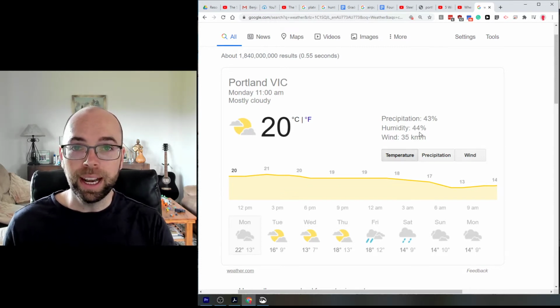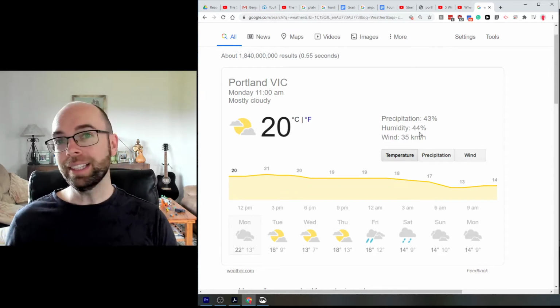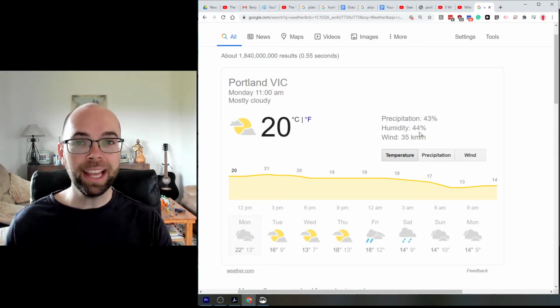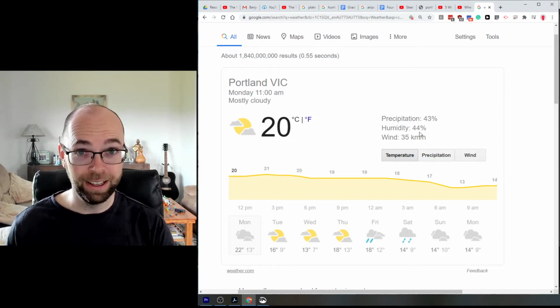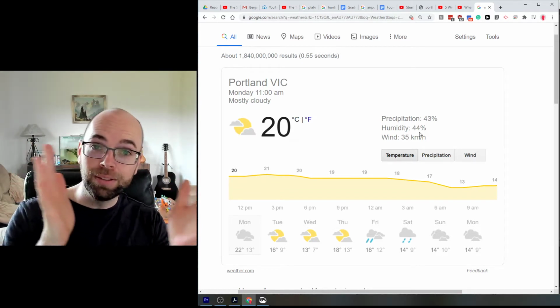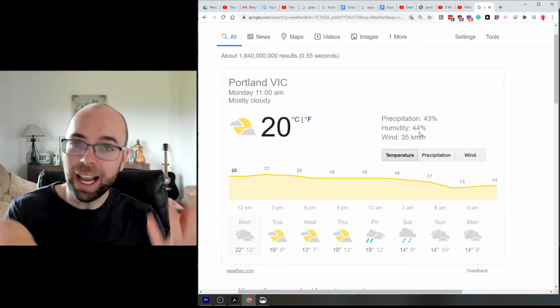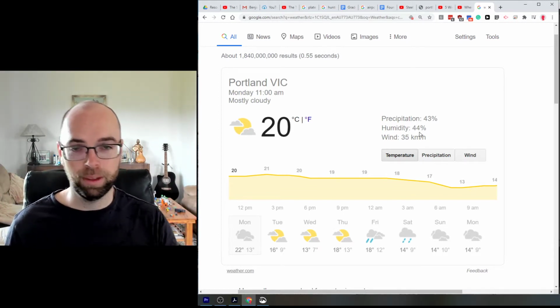Now, wind is an interesting one because we can't see wind. Okay, wind is invisible, but we can see what the wind does. So for example, if the leaves are moving in the trees, we know the wind is blowing them. All right, but we can't actually see the wind itself.